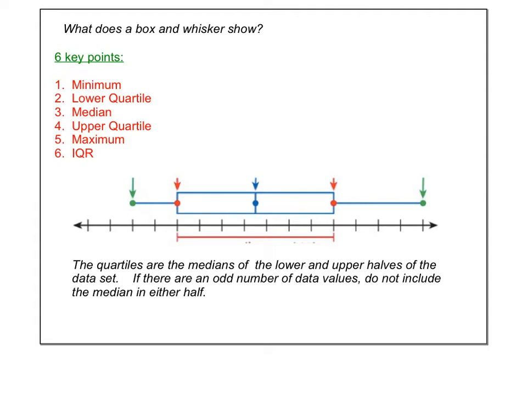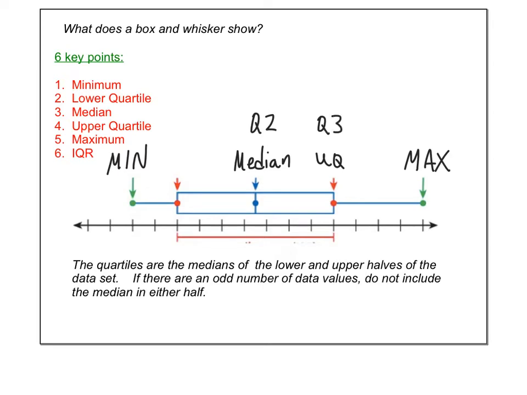So just to give you a visual, the item at the very beginning is the minimum, the item at the end is the maximum, the median is the second quartile, the upper quartile, we call that Q3, and the lower quartile is here, we call that Q1. And as I said, this is the interquartile range, and that consists of Q3 minus Q1.